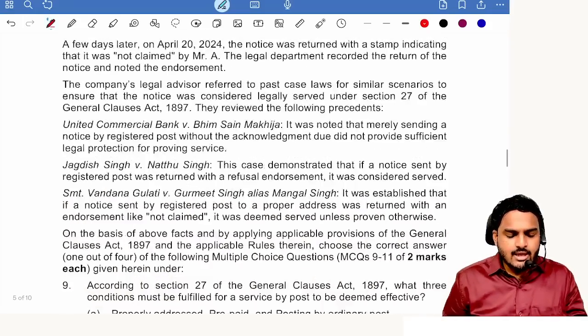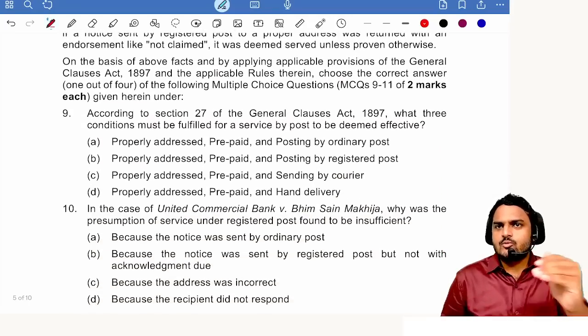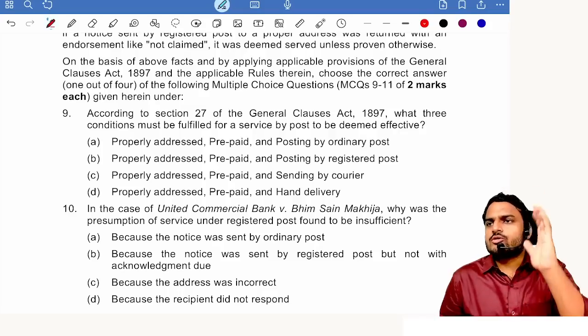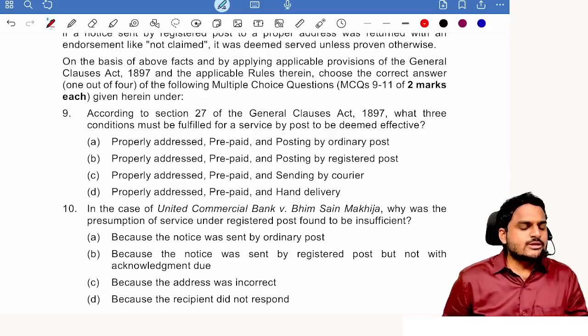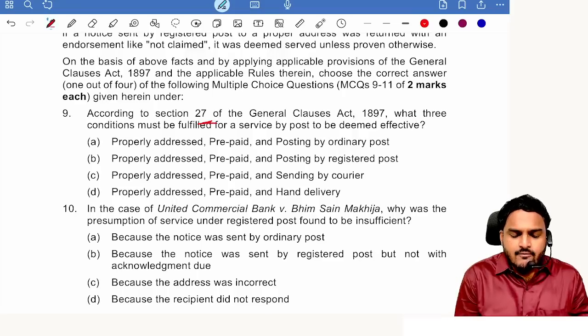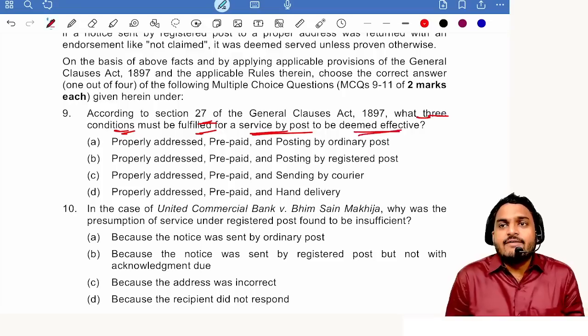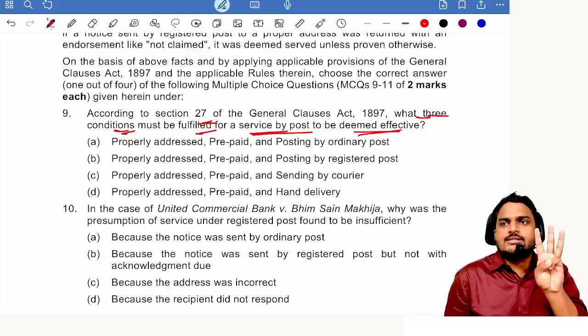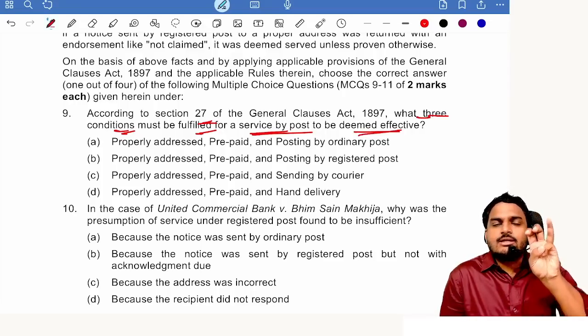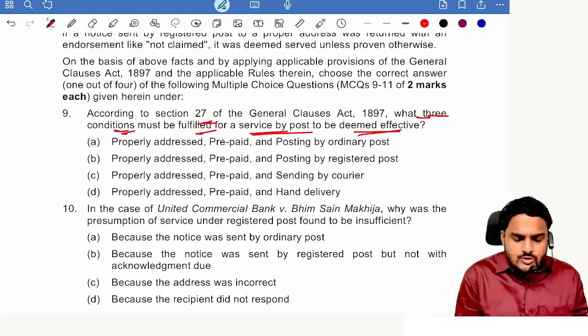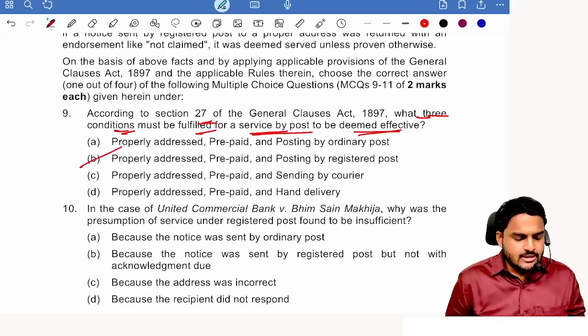Next, case scenario 3. First we will see questions. If required, we will go with the case scenario. According to section 27 of General Clauses Act, what 3 conditions must be fulfilled for a service by post to be deemed effective? Service by post, 3 conditions. Addressed, prepaid, registered post. So select the option B.